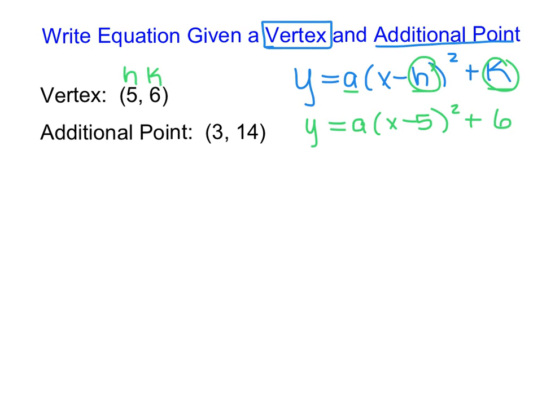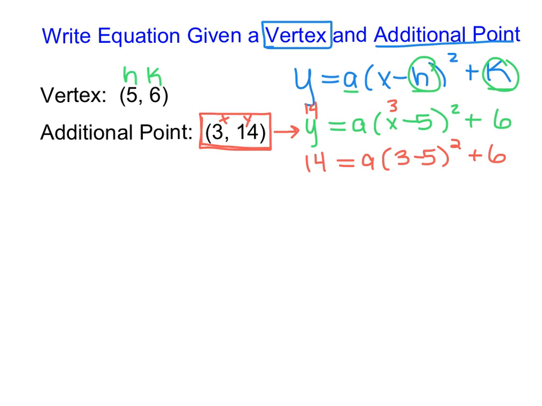And my last step is to find my a value. How we're going to do that is we're going to utilize this additional point here. This additional point needs to work in this equation. So this is an xy point that is going to work in there. What we're going to do is substitute the 3 in for the x and the 14 in for the y, and in doing so, we can actually find our value for a. So the point 3, 14 has to work in this equation for that xy combination, so we have to find the a value that makes this true. If we write this out, we get 14 equals my a value, then I have 3 minus 5 squared plus 6.